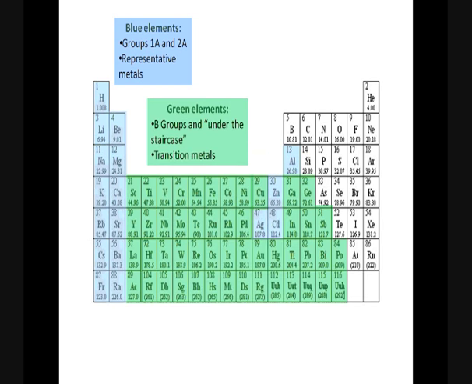The second section is made of the rest of the transition metals, and they are the green elements. Since these metals do not always act the same way, they have their own special set of rules using the Roman numerals.